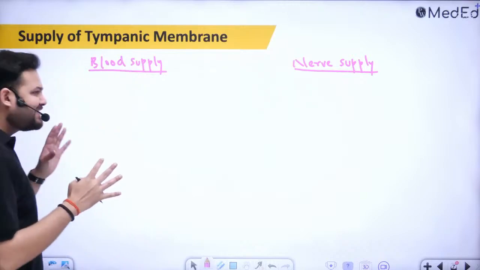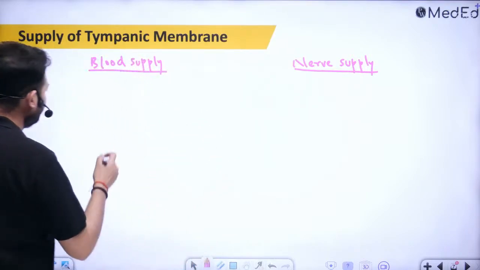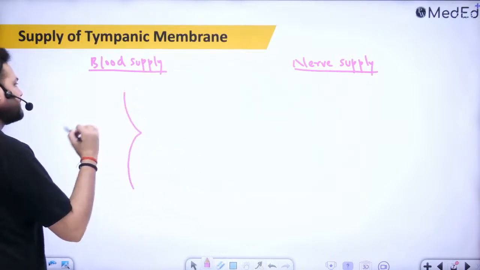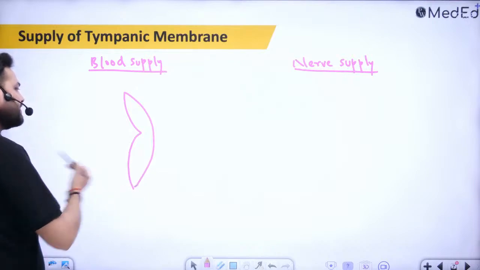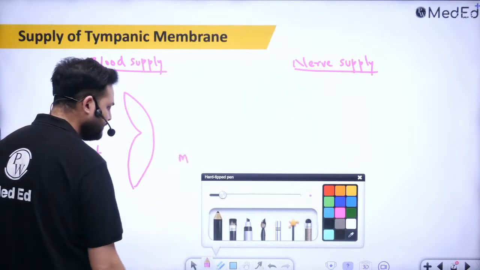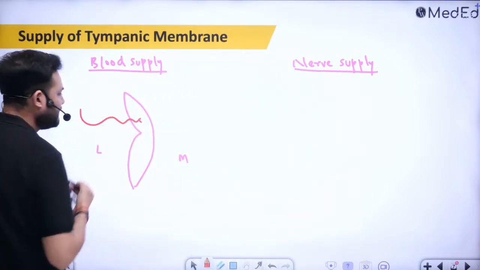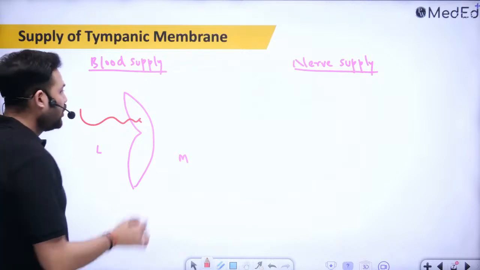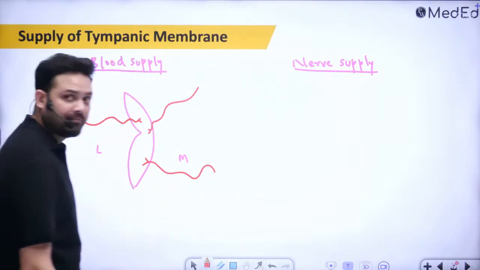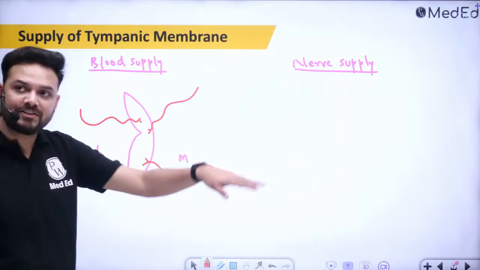Okay, so let's just see the tympanic membrane from the side. Let's say this is your tympanic membrane when you are seeing it from the side. So this is our lateral surface. This is our medial surface. Now, one important artery supplies the lateral surface of the tympanic membrane. Two important arteries are supplying the medial surface of the tympanic membrane. Okay, fine. What is the one important artery which is supplying the lateral surface of the tympanic membrane?